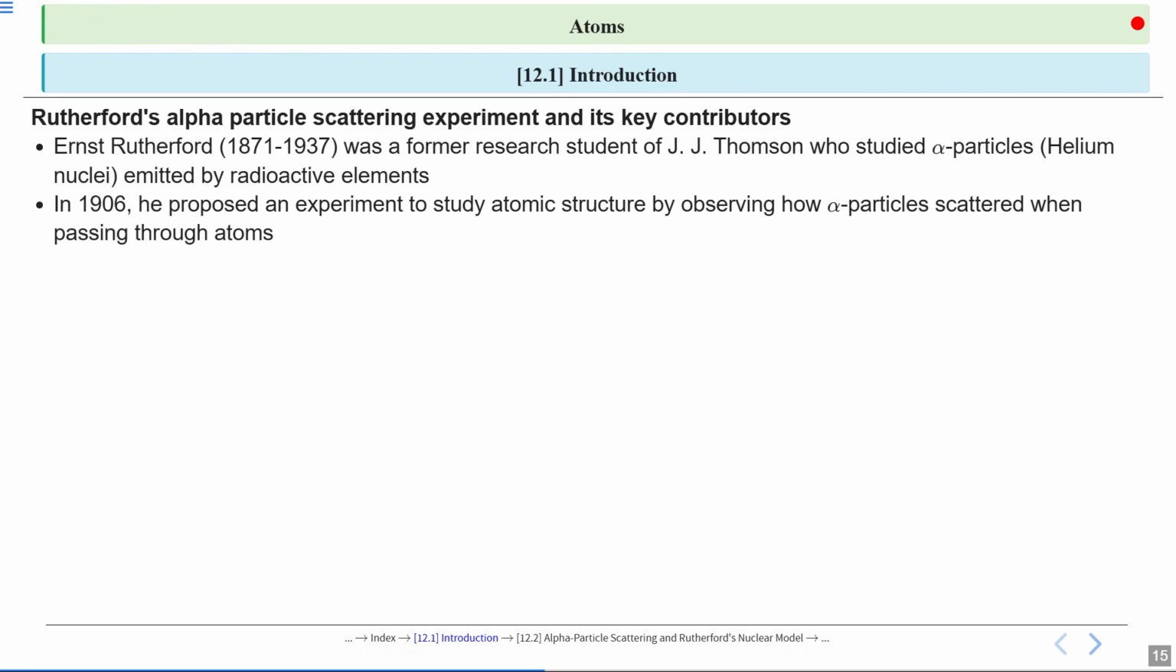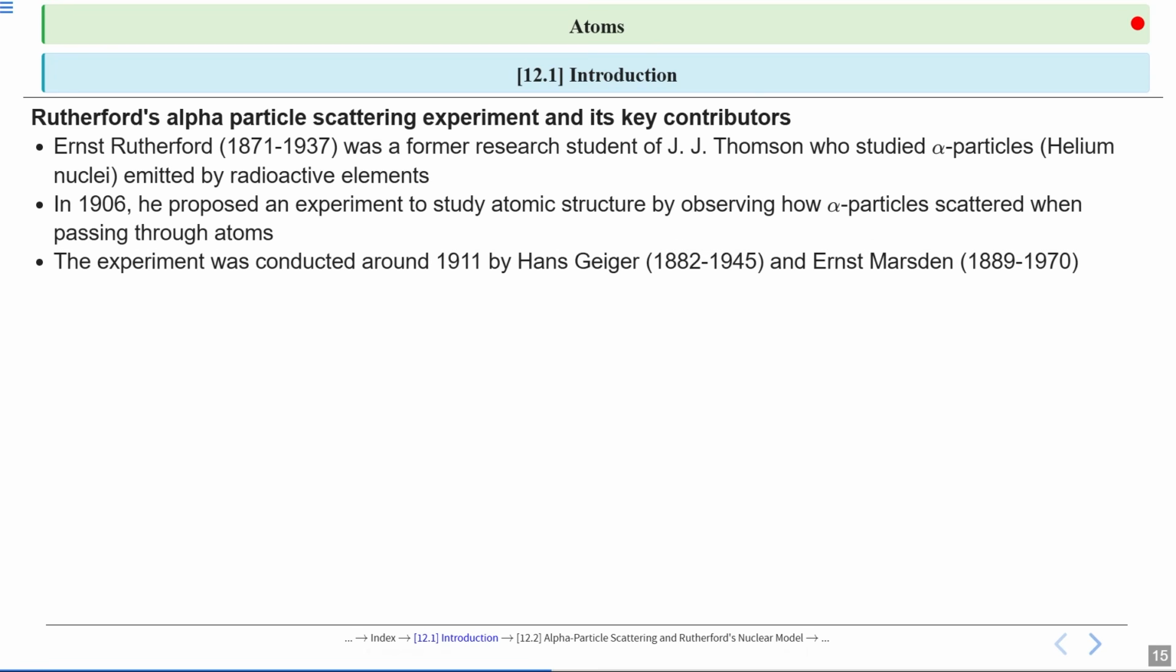He wanted to see how alpha particles scattered, or changed direction, when they passed through thin sheets of material. This idea was important because it could reveal what atoms are really like inside, whether they are mostly empty space or filled with mass.